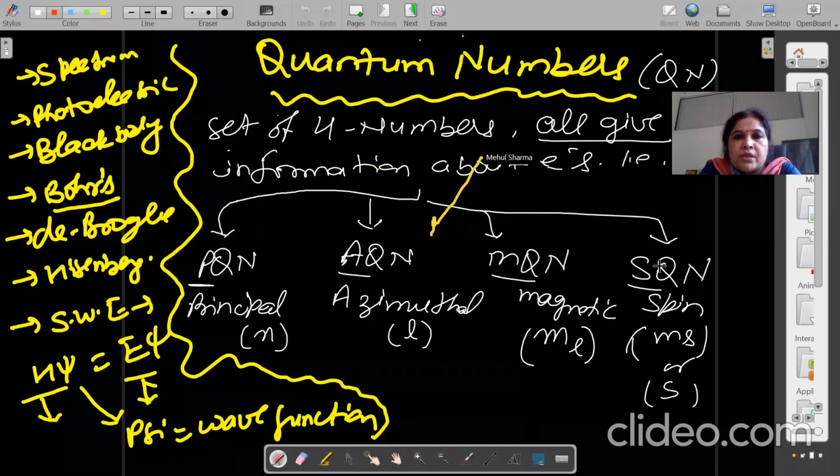So now, yesterday we have discussed quantum numbers. So what are quantum numbers? All of you know, it is a set of 4 numbers which give all information about the electrons. And these 4 numbers are what? Principal, azimuthal, magnetic, and spin quantum numbers.